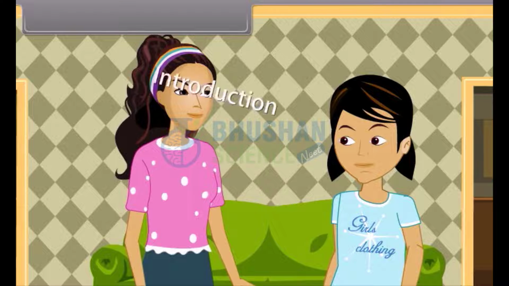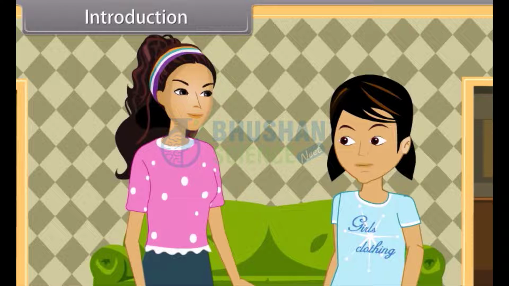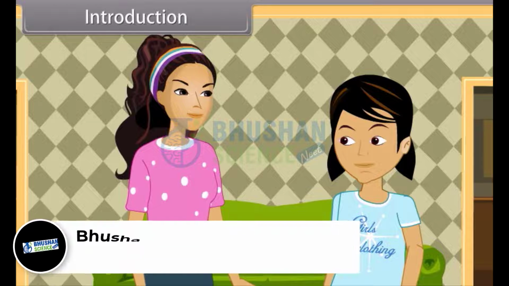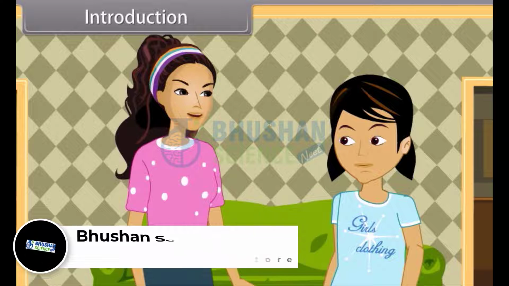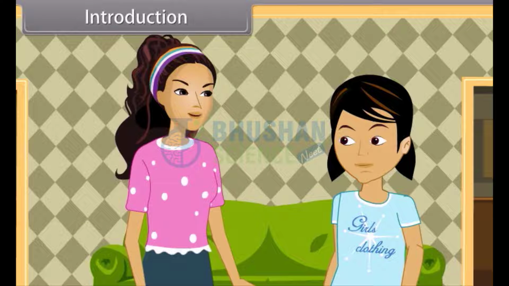Introduction. Do you know, my father is suffering from diabetes. Oh, was your grandfather also diabetic? I don't know, but why do you want to know that? I wanted to know if your father has inherited diabetes from his parents. How can anyone inherit disease? Disease can be inherited by the transfer of genetic material from parents to their offspring. Let me explain to you in detail.